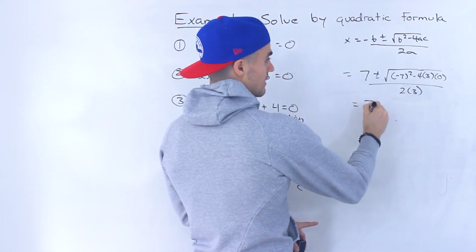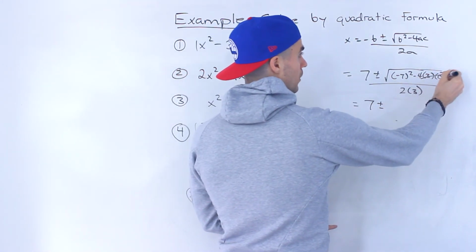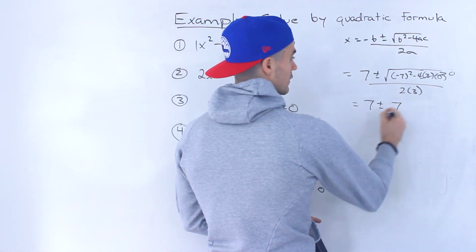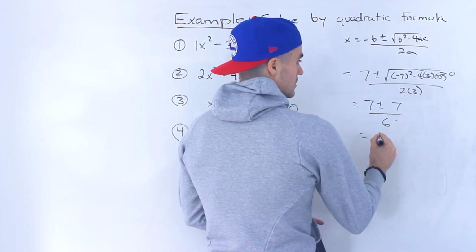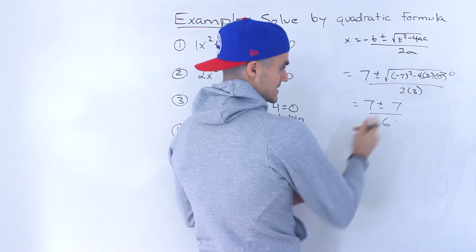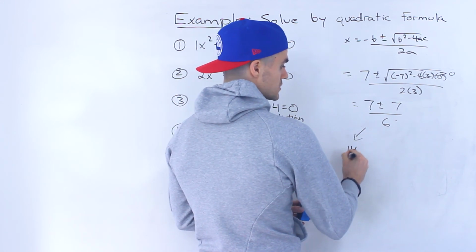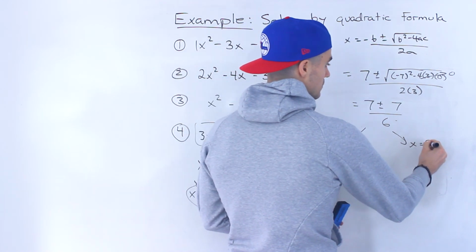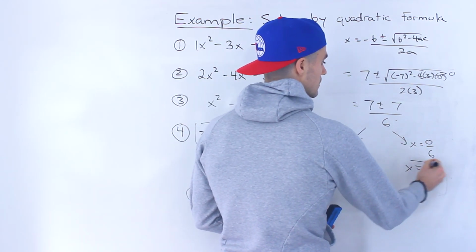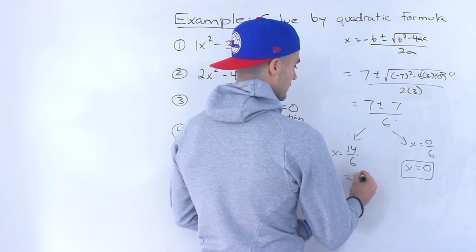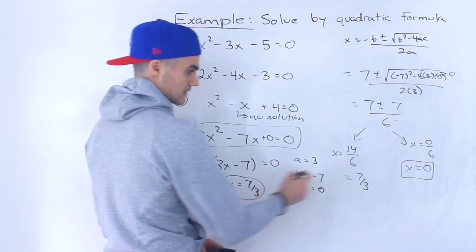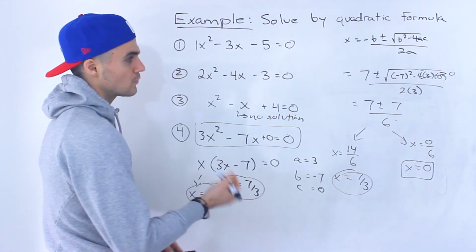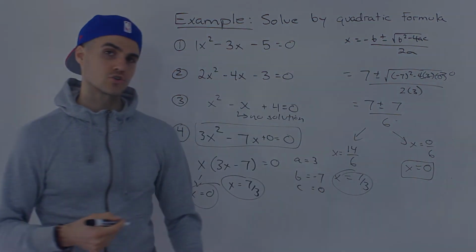So this would end up being 7 plus or minus, and this whole part would go to 0. Negative 7 to the power 2 is 49, and the square root of 49 is 7, all over 6. So we would end up either having 7 plus 7, which is 14 over 6, that would be one of the solutions, or 7 minus 7, which is 0 over 6, so this would be 0. Or we would have 7 over 3, which is exactly what we got over here. These two solutions we got with factoring, so another way to get them is with the quadratic formula.